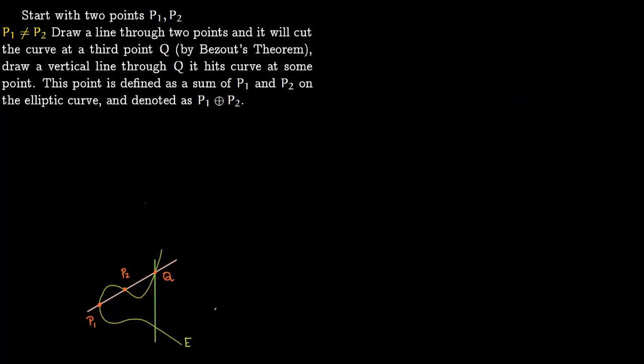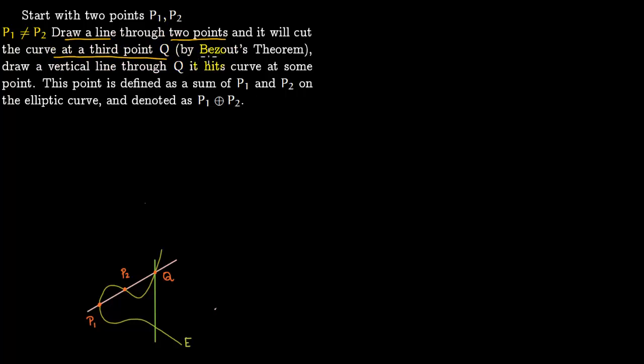Let us now describe the chord tangent process of adding points on elliptic curves. Say we are given an elliptic curve E and 2 points P1 and P2 on it, and we want to add these 2 points. If these points are not equal, then you draw a line through these 2 points, and this line will cut the curve at a third point Q.